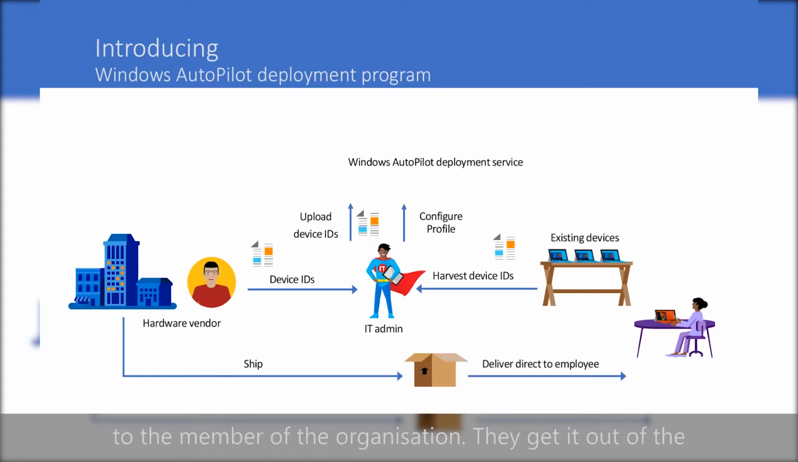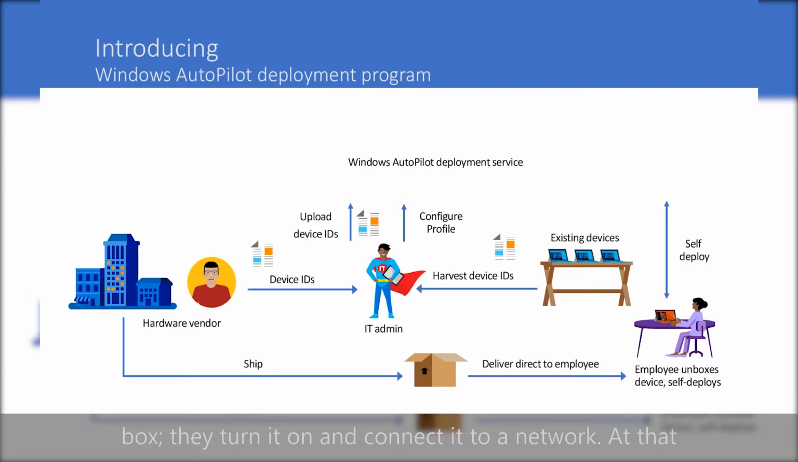Then you're ready to ship the device directly to the member of the organisation. They get it out of the box, they turn it on, and connect it to a network. At that point, it can query the Windows AutoPilot deployment service to see how it should be configured. Once the user has provided their email address and their password, the rest of the process is entirely automated.